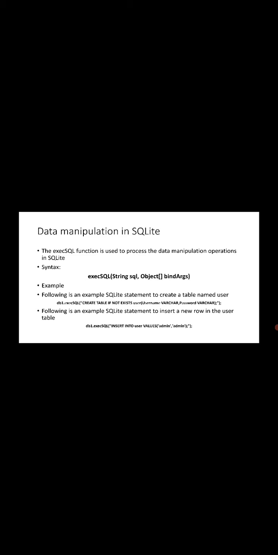Following is an example SQLite statement to insert a new row in the user table. db1.execute SQL insert into user. User is the table name here. Values admin, that is the user name is admin and the password is also admin. When this SQLite statement executes, one row will be added to the table user in the db1 database.